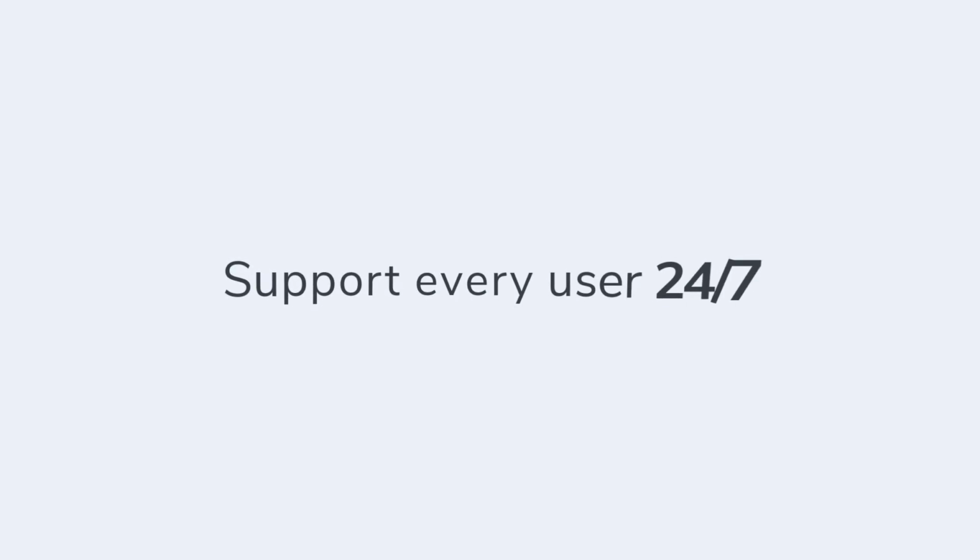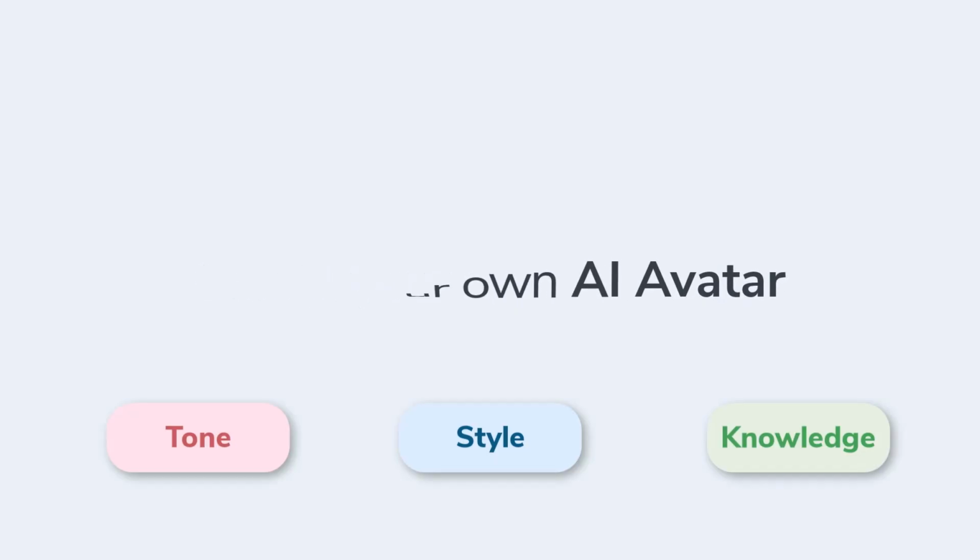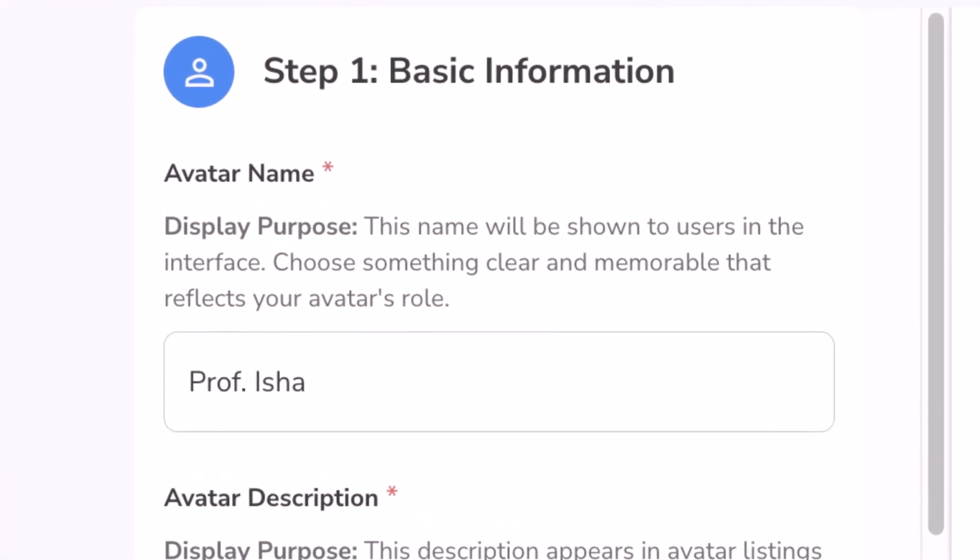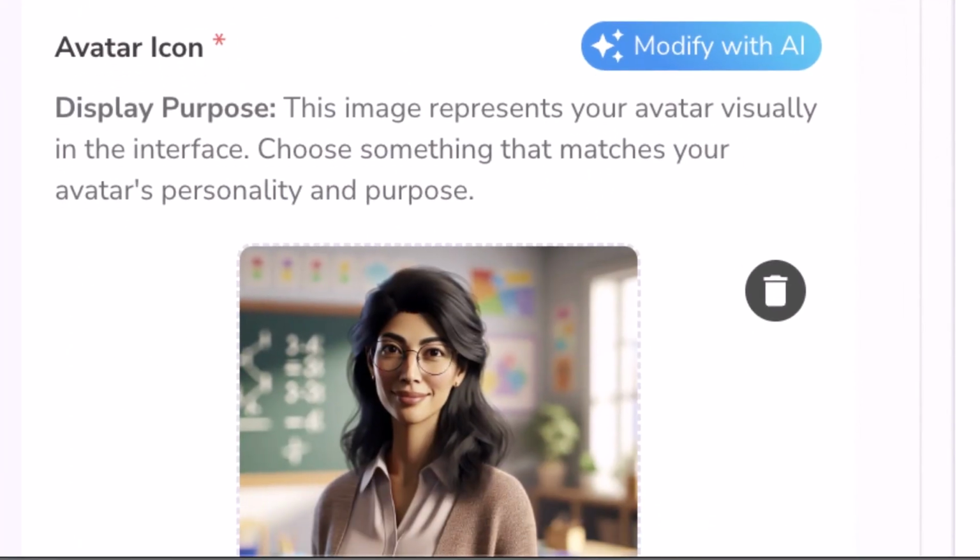VEGA enables you to give 24/7 personalized support to each user of yours. For that, you can create your own AI avatar that resembles your tone, style, and knowledge using just 3 steps. Give your avatar a name, brief description, and an icon for display purposes.